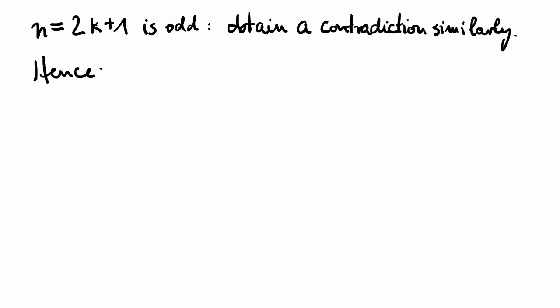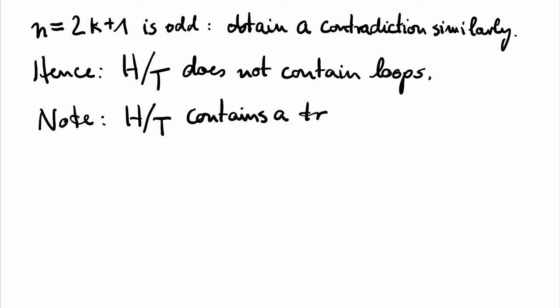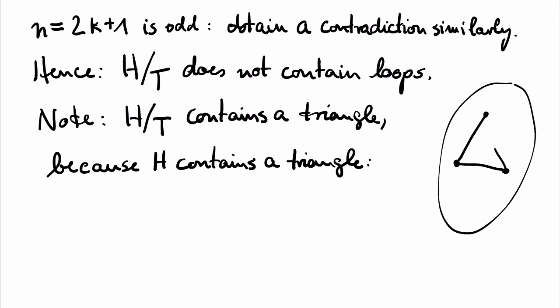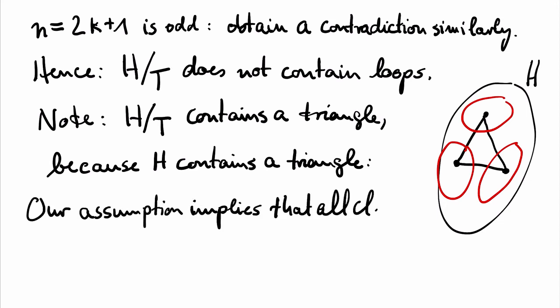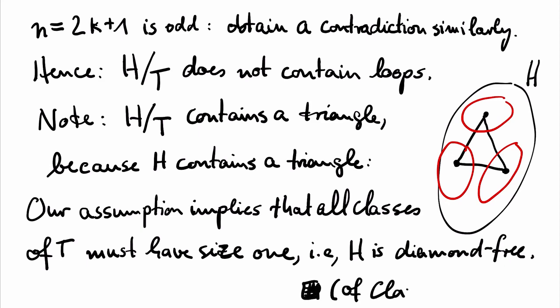So we conclude that the vector graph H/T does not contain loops. Also note that the vector graph contains a triangle, because H contains a triangle. And if ABC is a triangle in H, then the classes of A, B, and C form a triangle in the vector graph. These classes are distinct because H/T does not contain loops. Our assumption therefore implies that all classes of T must have size 1. And this in turn implies that H is diamond-free and concludes the proof of claim 3.